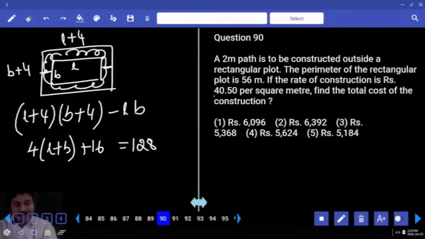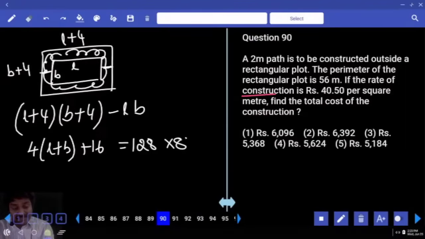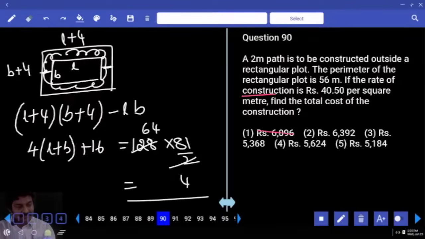And now we need costing. 40.5, I'll write it as 81 by 2. 2, 64 times. Answer ends with 4. 4 and 5. 81 is a 9 multiple, so the fourth cannot be the one. Fifth final. Understood?